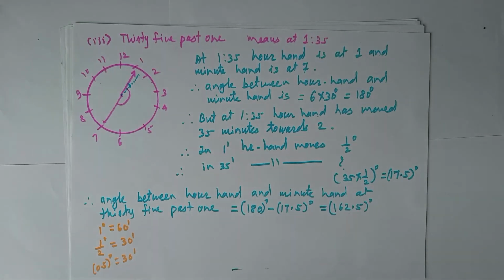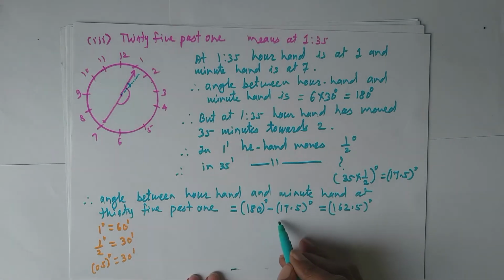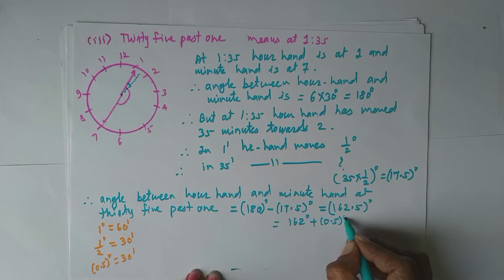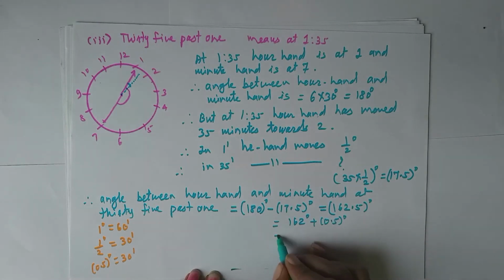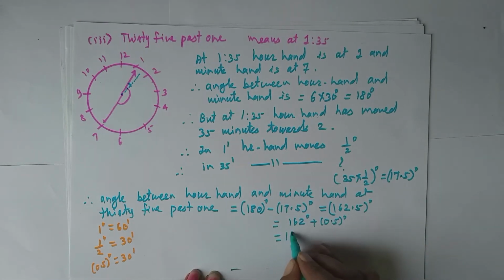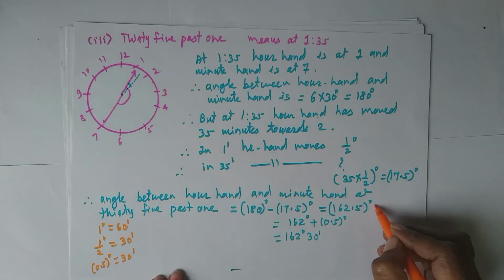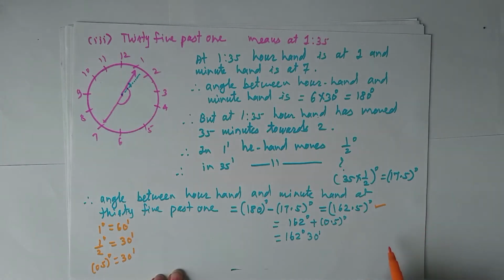And this 162.5 can be written as 162 degree plus 0.5 degree. Okay. Means you can write 162 degree and 0.5 degree means 30 minutes. You keep answer as it is, 162.5 degree, or you convert this 0.5 degree into minutes and your answer will be 162 degree 30 minutes.